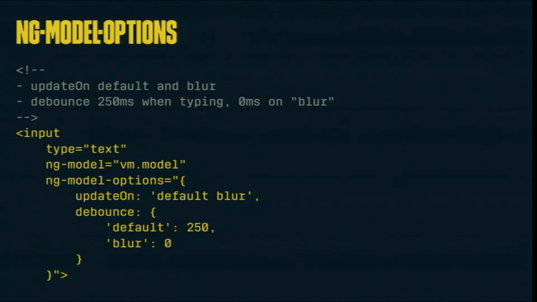What we can specify here is that we want to update the model on the default event, which is just a user typing, or a blur event. And the special part here, you can see the debounce at the bottom. So every 250 milliseconds, which is what the 250 corresponds to, we're then going to update the Angular model. It's going to force a digest, and we're going to save a load of UI resources. The blur event is going to execute immediately, 0 milliseconds.